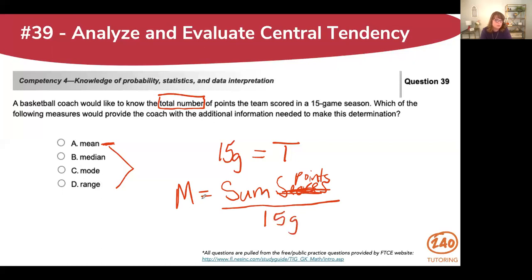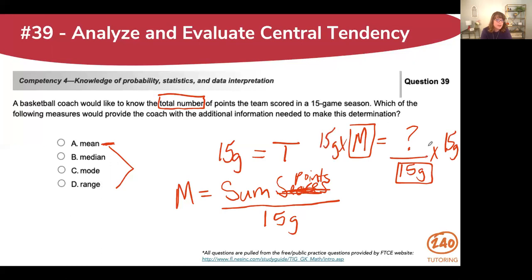So if we knew the mean, we could actually use a little algebra. If we know this, and we want to know that sum, and we know there are 15 games, we know these two numbers, we could just do a little algebra to basically get this equation where the sum is isolated. I can multiply both sides by 15 games. And so now I have 15 times that mean that we have, and it would give us the total points. Okay, so this one just requires some logical reasoning, but the correct answer here is mean.